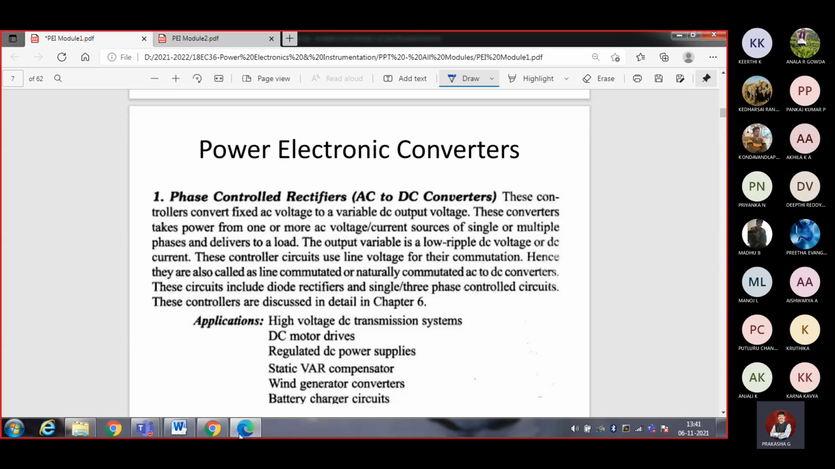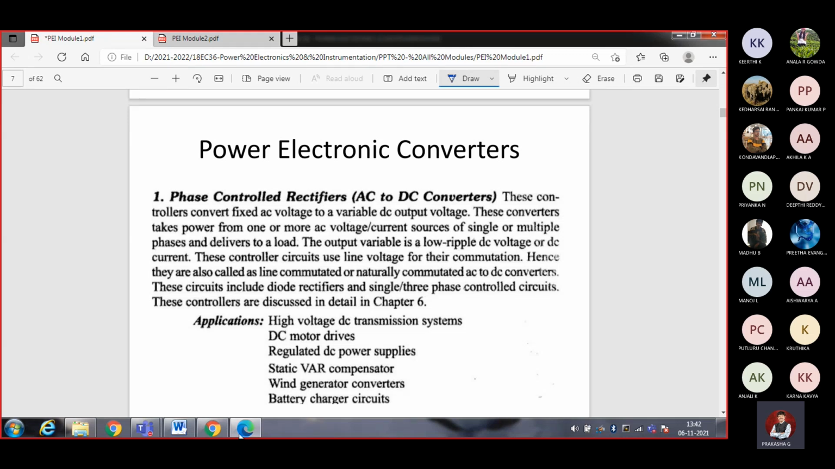These converters take power from one or more AC voltage or current sources of single or multiple phases and deliver it to the load. The output variable is a low ripple DC voltage or a DC current. It will have a low ripple because definitely there will be some ripple, some pulsating DC. You should know that one.